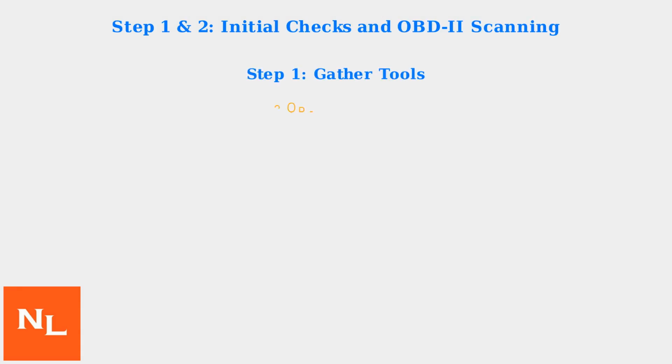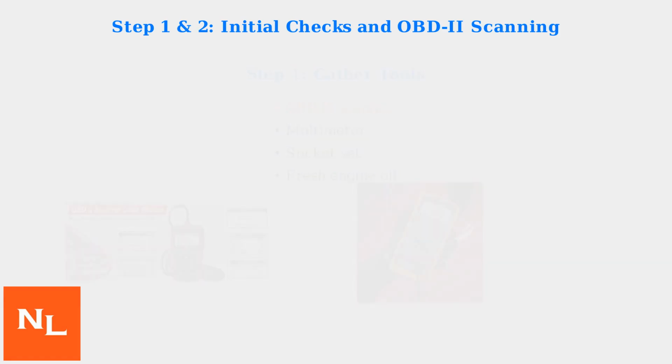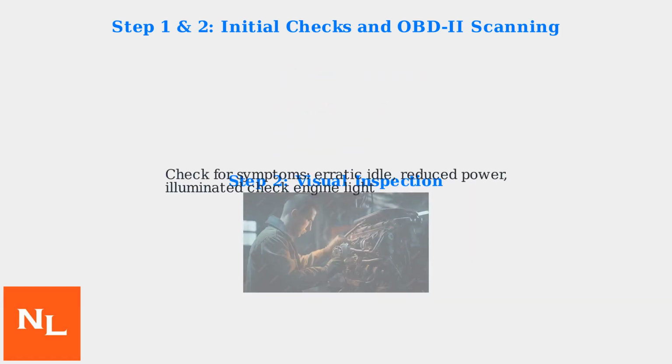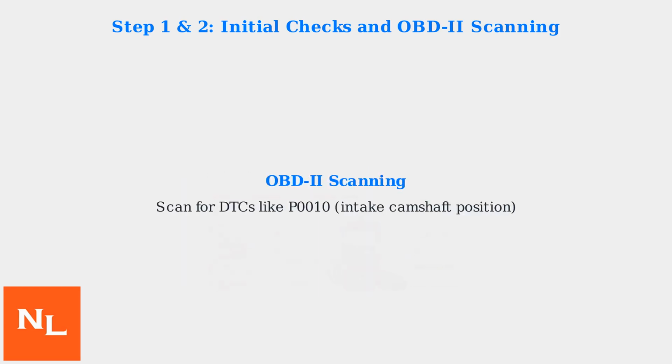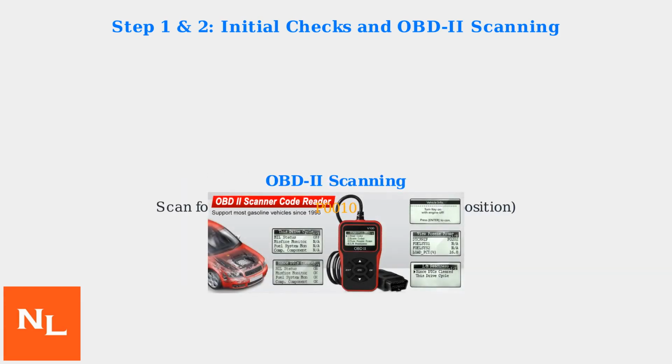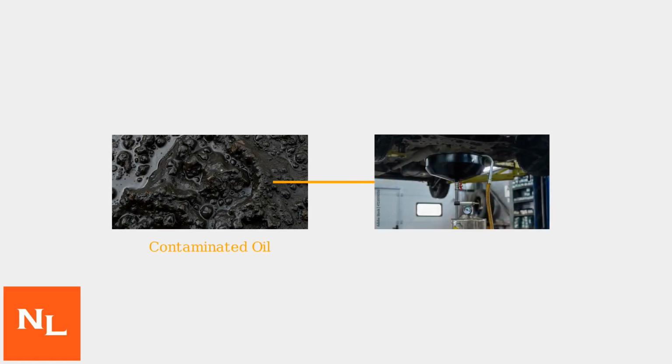First, gather your tools: an OBD2 scanner, multimeter, socket set, and fresh engine oil. Begin by visually inspecting for symptoms such as erratic idle, reduced power, or an illuminated check engine light. Then, use an OBD2 scanner to check for diagnostic trouble codes related to the VVT system, such as P0110 for the intake camshaft position. Check your engine oil level and condition. Low or dirty oil is a common cause of VVT solenoid problems. If the oil is contaminated, drain and replace it with fresh oil.